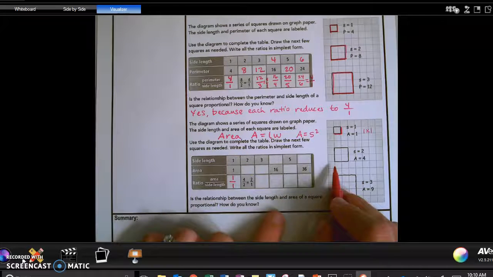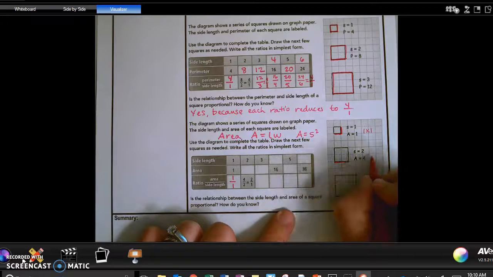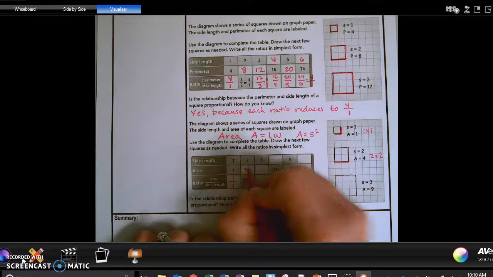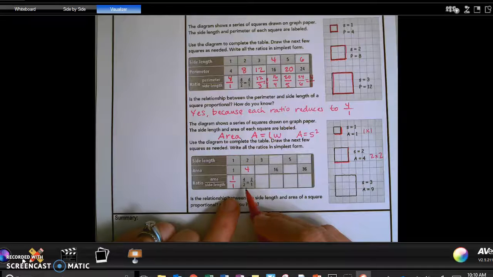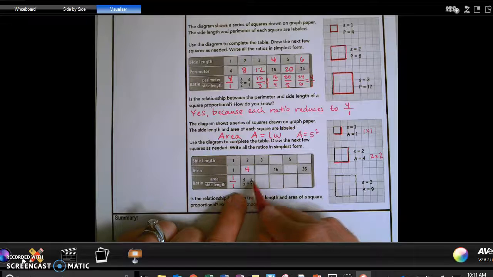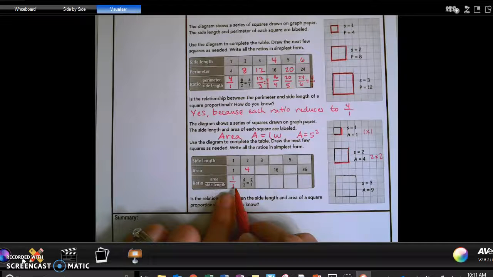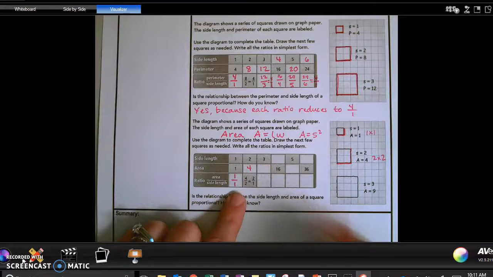Let's check out our square whose side length is 2 units. To find the area, I'm going to take the length, which is 2, times the width, which is 2, and 2 times 2 is 4. So when my side length is 2, my area is 4. If I write the ratio of the area to the side length, that becomes 4/2, which reduces to 2/1. Right off the bat, I'm noticing a 1-to-1 ratio and a 2-to-1 ratio, and that's grabbing my attention because that seems different. Let's check out a square with a side length of 3.